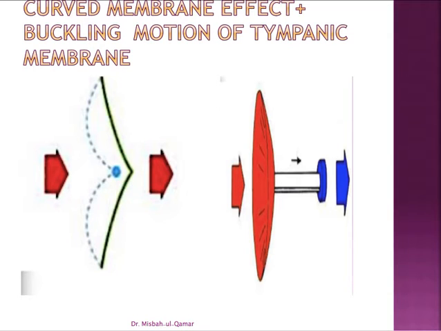So you see how this curved membrane increases the energy transfer, the efficiency with which the sound energy is transferred from this eardrum to the inner ear, because it has to overcome the impedance offered by the fluid in the internal ear, which is way greater than the impedance which was being offered by the air.